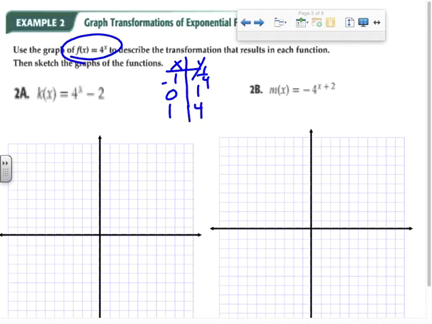So in part 2a, I'd hope that you'd notice that this is a k value, which means it's moving down 2 spaces. So I'm going to start with the y-intercept and move things from there. This (0, 1) is going to go down 2 spaces. So it's not going to be at (0, 1). It'll be at (0, -1). The (1, 4), well, it won't be at (1, 4). It's going to come down 2 spaces. So it'll be at (1, 2).